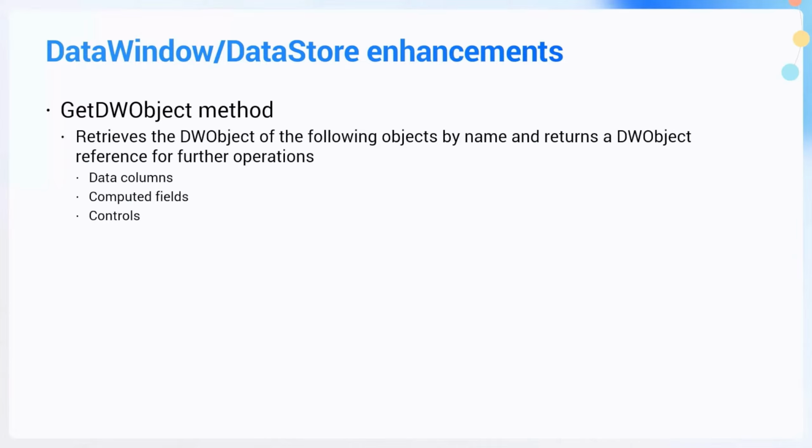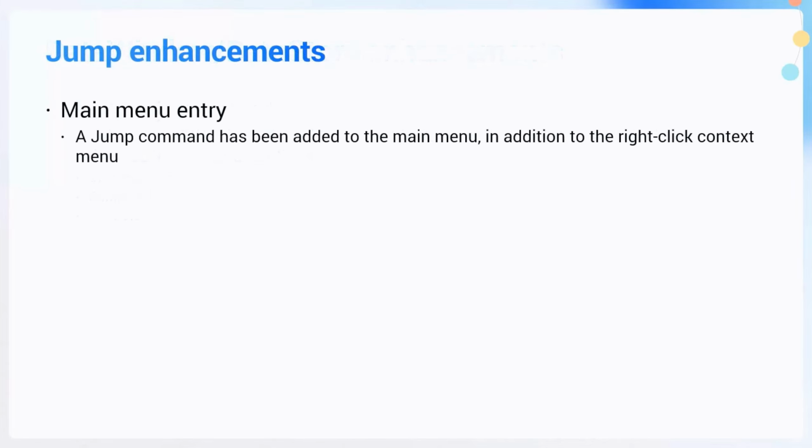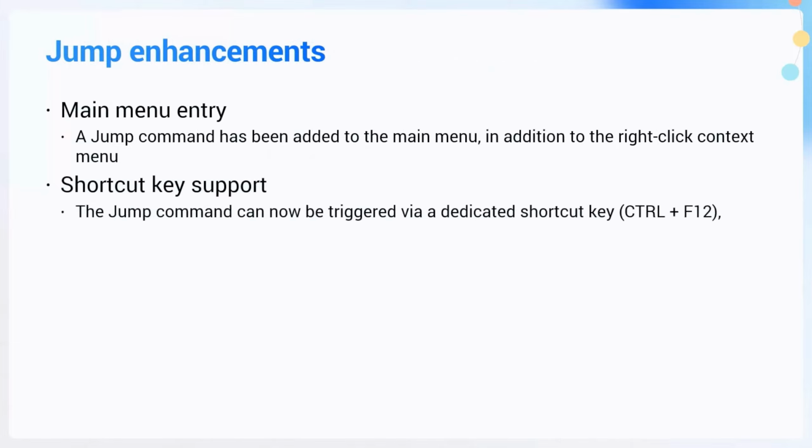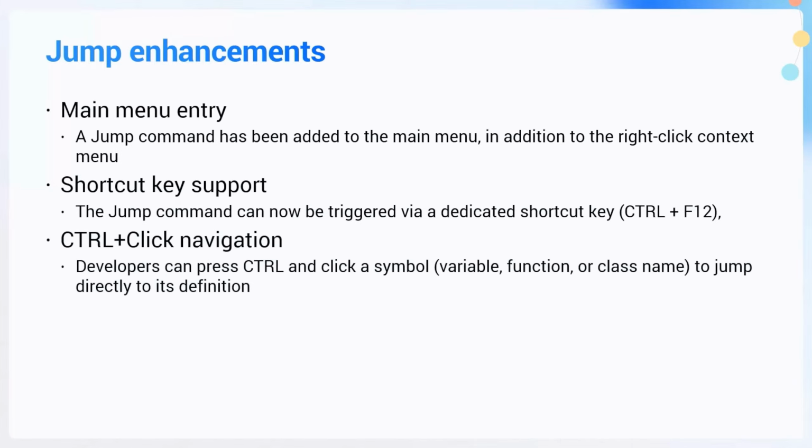In the DataWindow and DataStore, there is a get DW object method now that takes the name of data columns, computed fields, or controls and returns a DW object that references those for further operations. Jump has been enhanced. There's an option that's been added to the main menu. Shortcut key support. The Control F12 shortcut key has been added for the jump command, and Control click navigation.